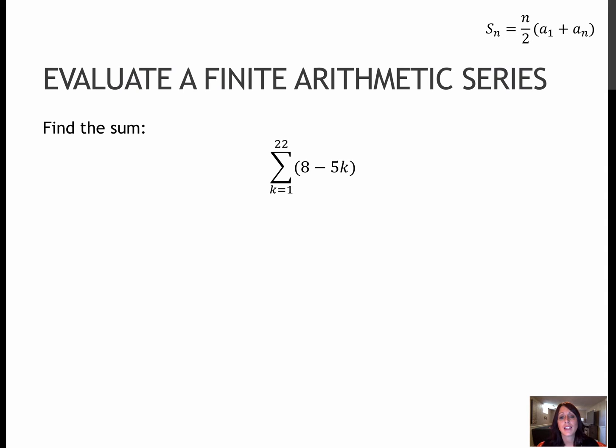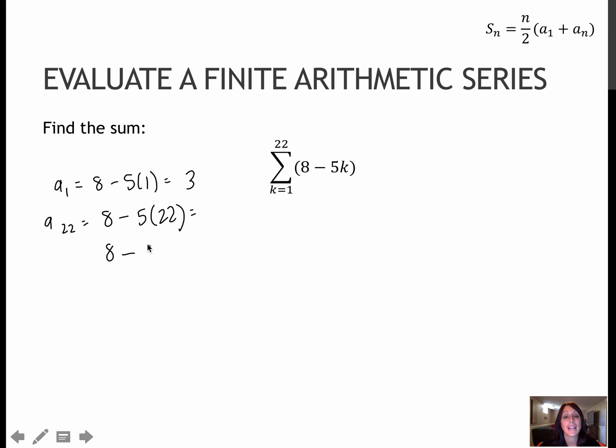Here's another one. They want us to find the sum of the first 22 terms. And again, this is using that summation notation instead. So I know that the first term is 8 minus 5 times 1. So let's find a sub 1. A sub 1 is 8 minus 5 times 1, which is 3. And then a sub n, which is obviously 22, would be 8 minus 5 times 22, which would be 8 minus 110, which would be negative 102. So there's my first term, my 22nd term.